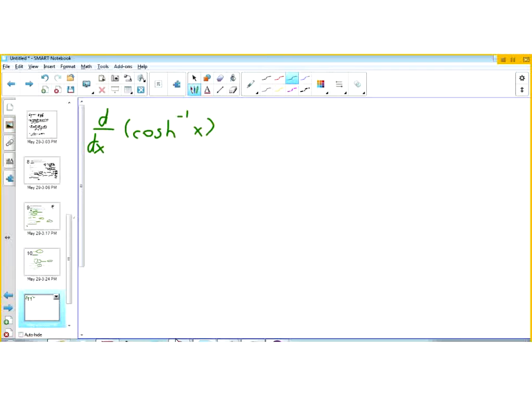Let me pull up the technical note. Okay, so here's one way of doing it. We can make use of the conversion of the inverse hyperbolic cosine function in terms of the natural log function, and then we can just take the derivative of that natural log function. So one way of dealing with it would be something like this.